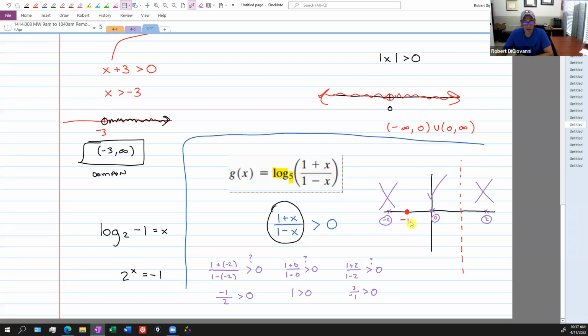Do I include -1? Careful. Do I include -1? Why not? If I plug -1 in here for x, what do you get? 0. And can you plug 0 into a log? No. So I do not want to include -1. And also when I plug in 1, well, it's undefined. I get division by 0. So my answer is only the stuff between -1 and 1. So the domain of this is -1 to 1, not including the endpoints.